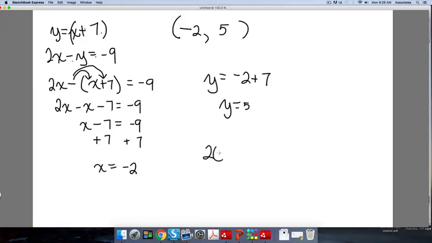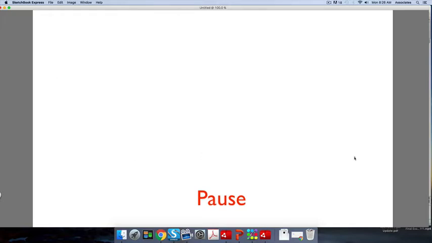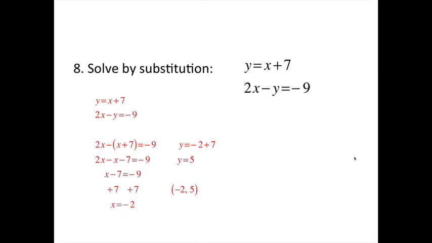And we can just do this mentally, but I'm going to do it in writing and see if this comes out to be true. 2 times negative 2 is negative 4 minus 5 is negative 9. That equals negative 9. It checks. Now, you don't have to check, but if you want to, you may. All right, so pause the video if you need to. All right, let's go back to our PowerPoint. There's my answer, and I actually did it in the same way.